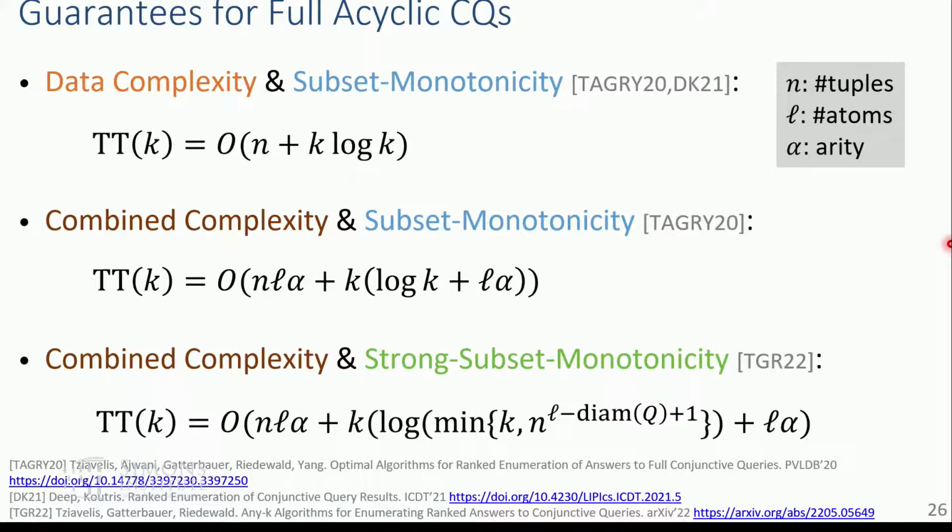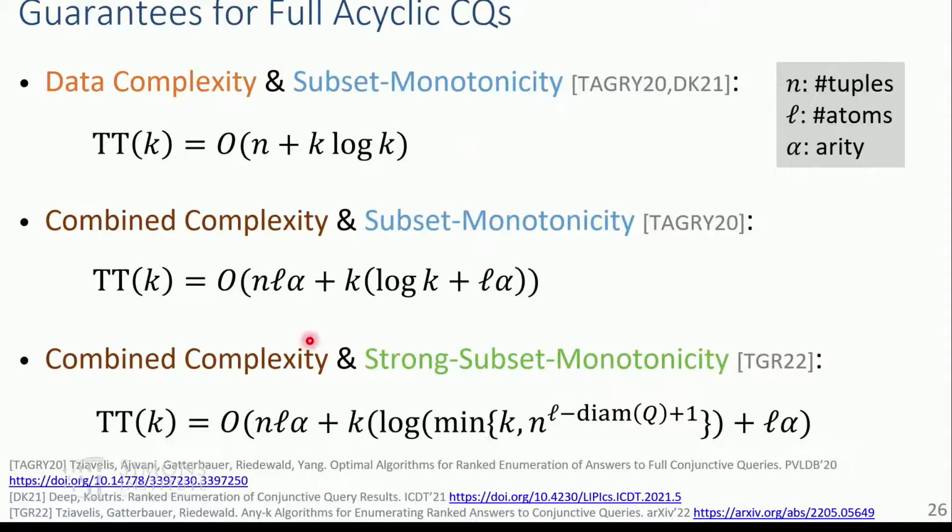Now, this is the results that we get in terms of complexity. I want to highlight 2 things. First, if you think about data complexity, then there's really no difference. There are many algorithms that satisfy this. And this is the same guarantee that I showed you before, this n plus k log k. If we go to combined complexity, and now we also have the size of the query, this is where we observe the difference for this more advanced algorithm.